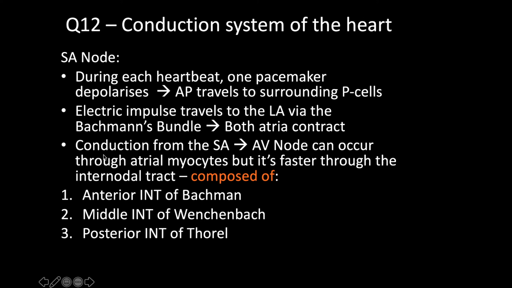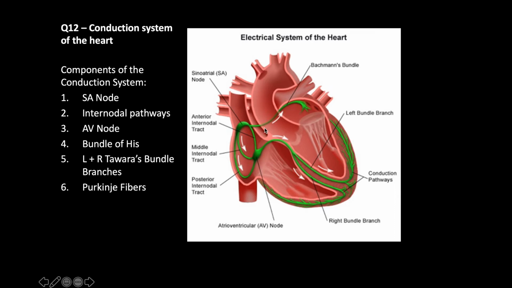And then the conduction from the sinoatrial node travels to the atrioventricular node, and this occurs through atrial myocytes, but it's faster through the internodal tract composed of the following: anterior internodal tract of Bachmann, middle internodal tract of Wenckebach, and posterior internodal tract of Thorel. This is not to be confused with the actual Bachmann's bundle. That's different. The Bachmann's bundle is between the right and the left atrium, but the anterior internodal tract of Bachmann is different.